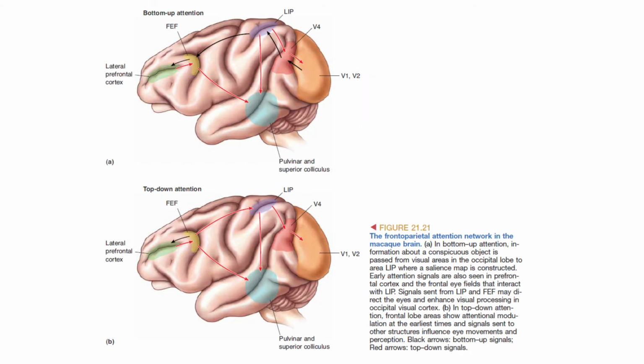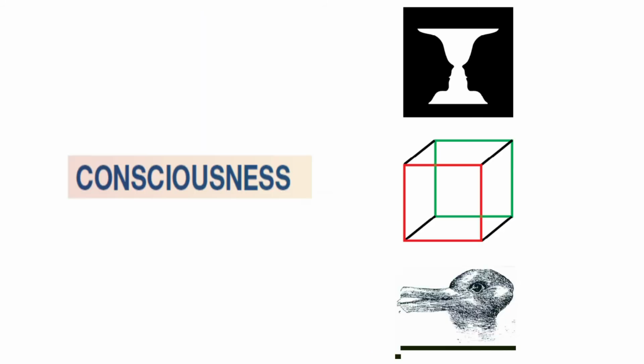These figures are quite easy to understand. You just have to pay attention to the arrows, and you have two ways in which arrows move: from bottom up, which are the black arrows, and top down, which are the red arrows. And this is what the author called the frontoparietal attention network in a macaque. This is a monkey brain. You can see all the important areas.